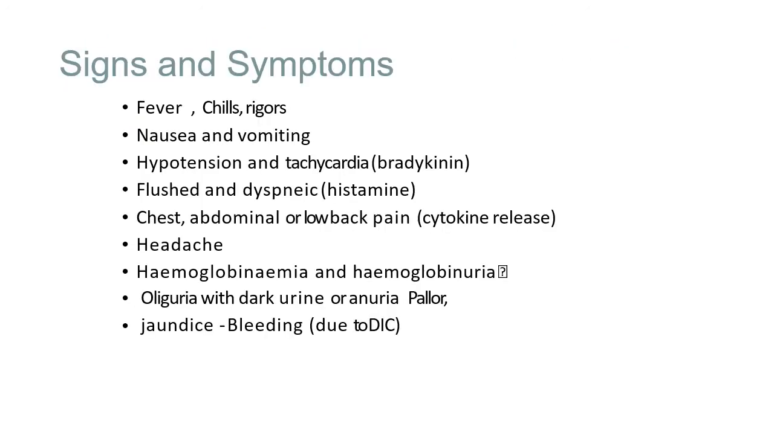The signs and symptoms are that the recipient will have fever, chills, rigors, and nausea; vomiting can also be there. If there is massive transfusion, hypotension and tachycardia will be there due to bradykinin. The patient will be flushed and dyspneic due to histamine. There will be chest and abdominal pain, headache, hemoglobinemia, and hemoglobinuria. There may be oliguria with acute renal failure. There can be jaundice due to bleeding due to DIC.